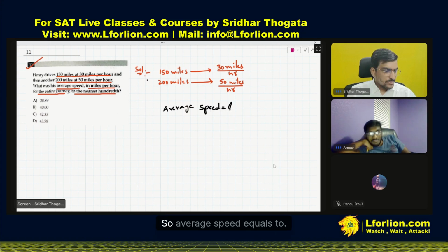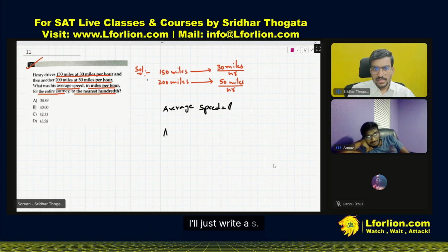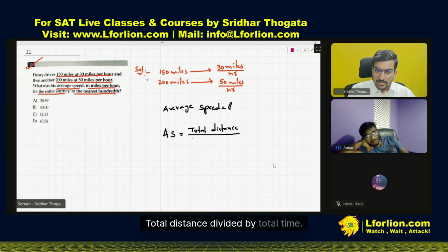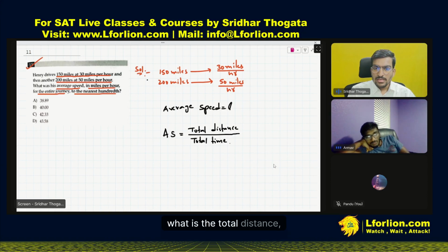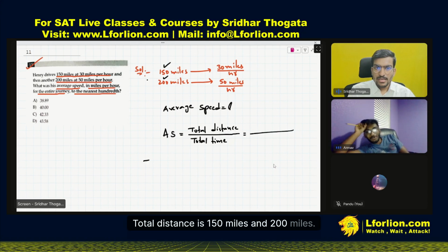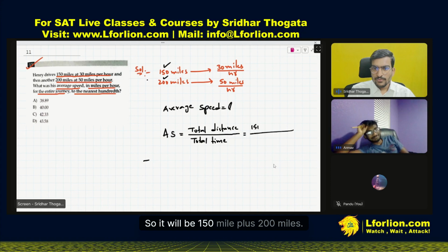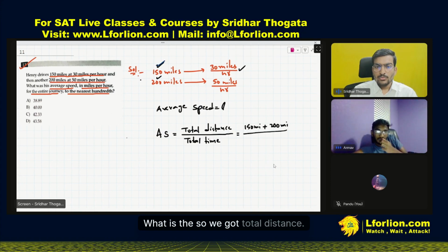This is the question. So average speed, I'll just write AS, equals total distance divided by total time. Yes, very good. Listen, what is the total distance he traveled? Let's do that separately. Total distance is 150 miles and 200 miles, so it will be 150 miles plus 200 miles. So we got total distance.